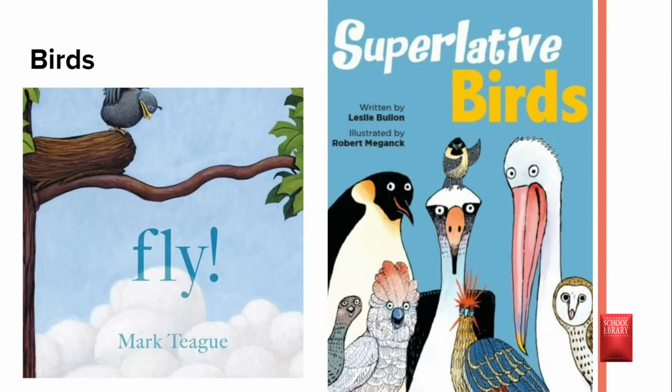Here are two more. On the left side, there's Fly by Mark Teague, and it's a wordless book, but it's like a graphic novel because it has captions, and in the captions are pictures. And it's a story about a little bird who does not want to fly. He wants his mom to bring him the food. And when you look at the illustrations, you can see that mom is saying, you just get your little self by that nest, because I'm not going to just feed you forever.